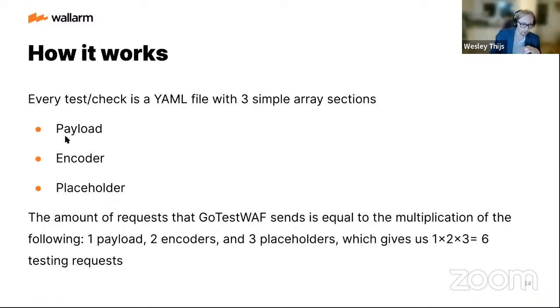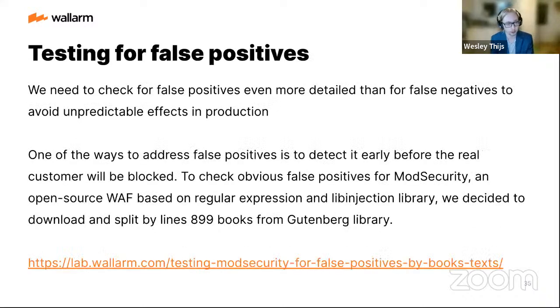Basically, you have payload times encoder times placeholder, which means that if you have 5 payloads with 1 encoder and 1 placeholder, it's going to send 5 requests. If you have 5 payloads with 2 encoders and 1 placeholder, it's going to send 10 requests. If you have 5 payloads, 2 encoders, 2 placeholders, it's going to send 20 requests. So as you can see, it might get big fast. So the bigger your file is, the more requests it might send out.